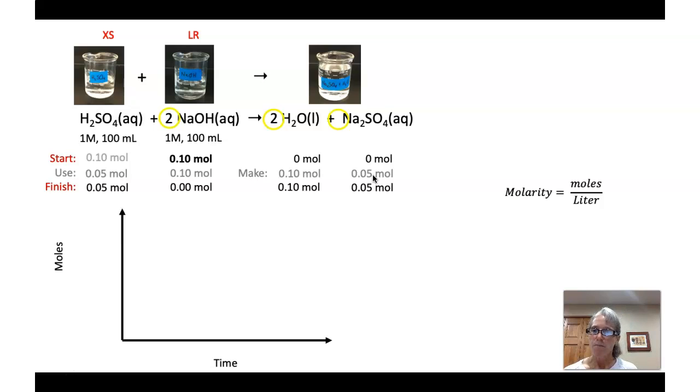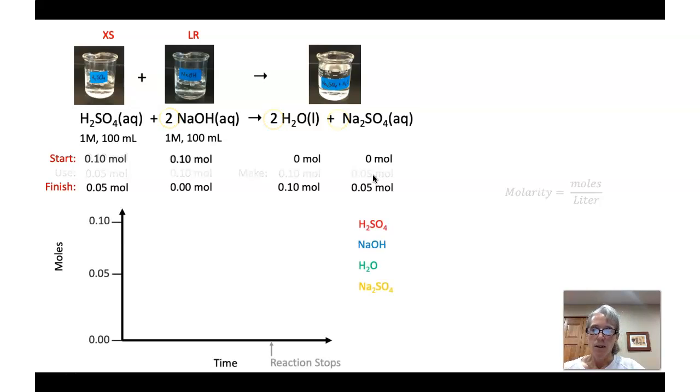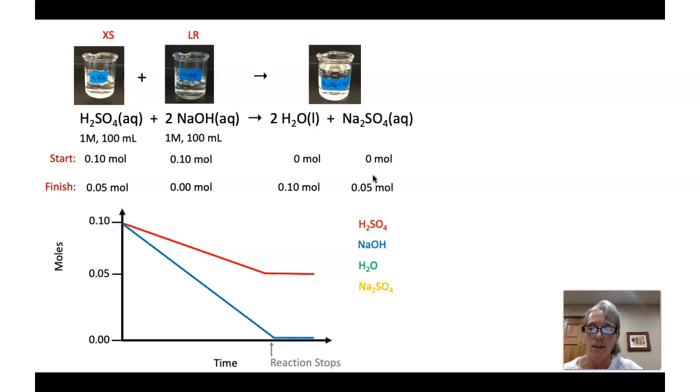So now when we're all done, we've got our final quantities of water and sodium sulfate, and we're all set to graph. Now, if you find that your numbers don't perfectly match mine, pause the video, correct them, and then adjust your graph. So with the graph, here are my numbers on the y-axis. I've set up where the reaction is going to stop, and there are my colors. If we start with the acid, it's going to start at 0.1 at the top of the y-axis, and it's going to drop halfway down. The base, because it's the limiting reactant, will start at 0.1, but it's going to go all the way down.